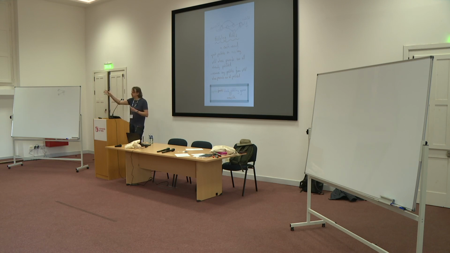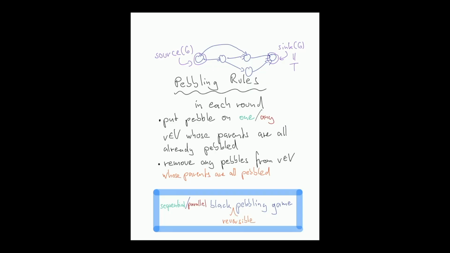But each pebble has to satisfy this condition that I can only put a pebble if all the parents are pebbled. And then once I put all the pebbles I want, I can remove all the pebbles I want. So I can take pebbles off the board. And here, with taking pebbles off the board, there is a difference between the normal pebbling, black pebbling, and the reversible black pebbling, because in the reversible black pebbling, I'm not allowed just to take off any pebbles. I'm only allowed to remove a pebble if I would also be allowed to put a pebble on that node.